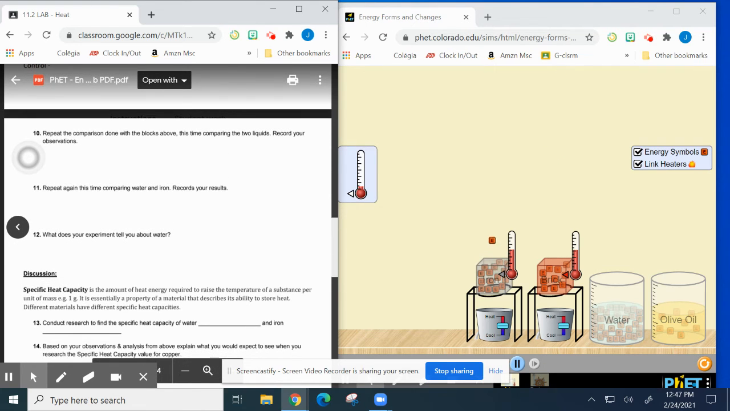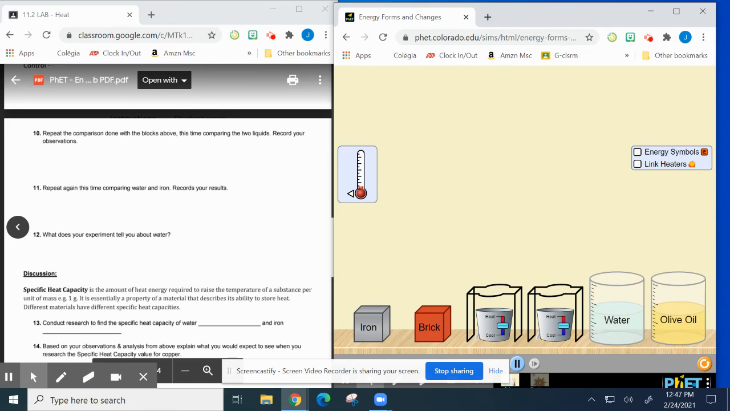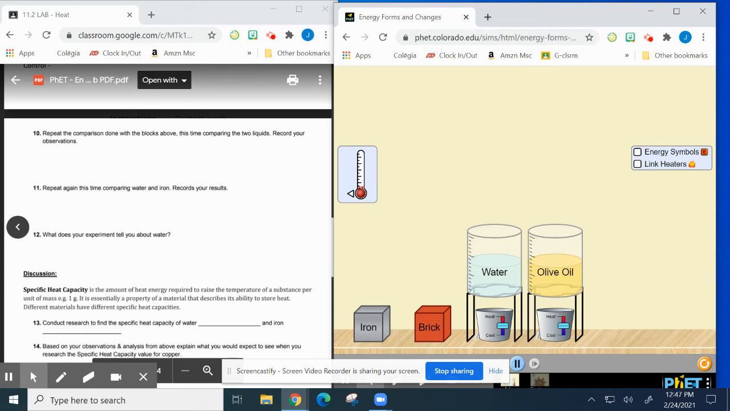Okay. So we're going to do the same comparison, only we're going to do liquids now. And which do you think is going to heat up faster? The water. Okay, so I'm going to try and put these very close together. So there we go. Now we can compare them easily, right? That makes good sense. See, you learn things when you do things. All right, so now we can compare them easily.